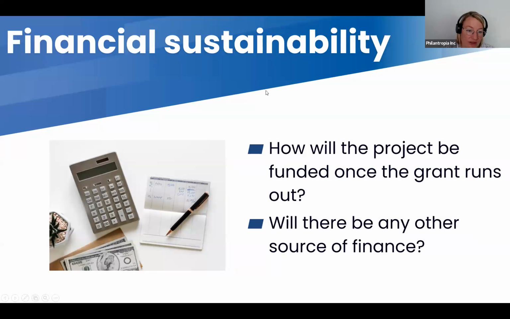Then we have financial sustainability, the second part. That describes how the project will be funded once the grant runs out. So if you are applying for a grant with a foundation, what will happen after the 2 years or the 3 years that you get the money? Will there be any other sources of finance, or is the project going to end?